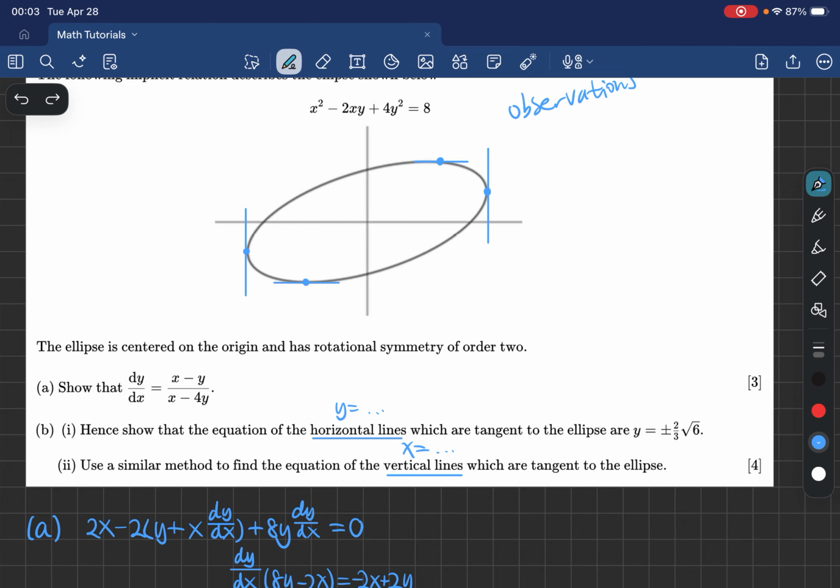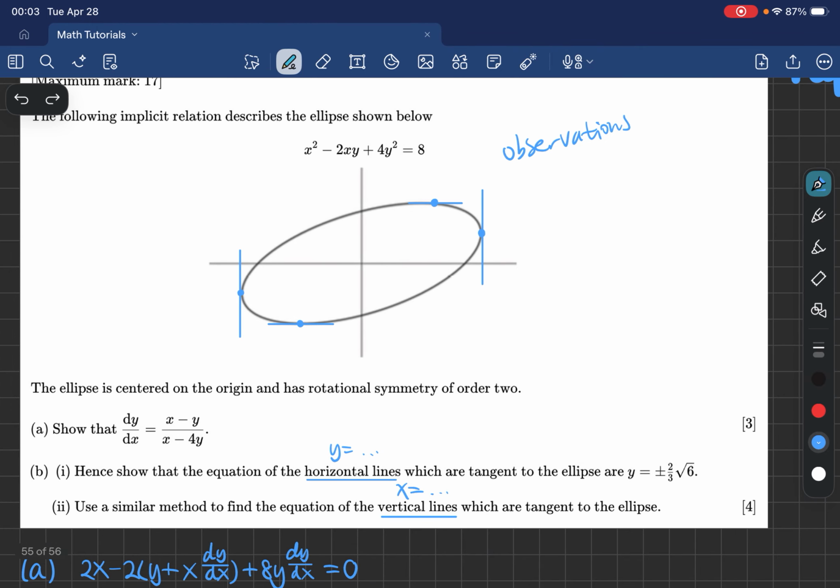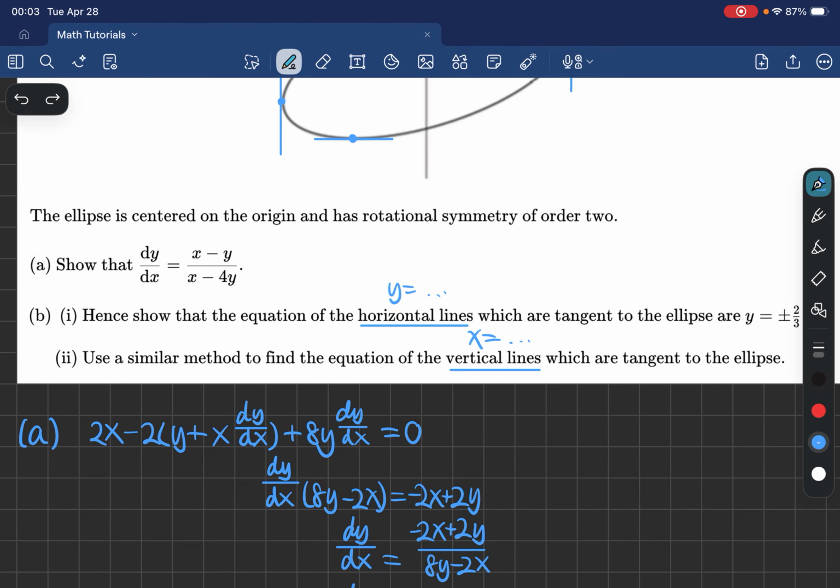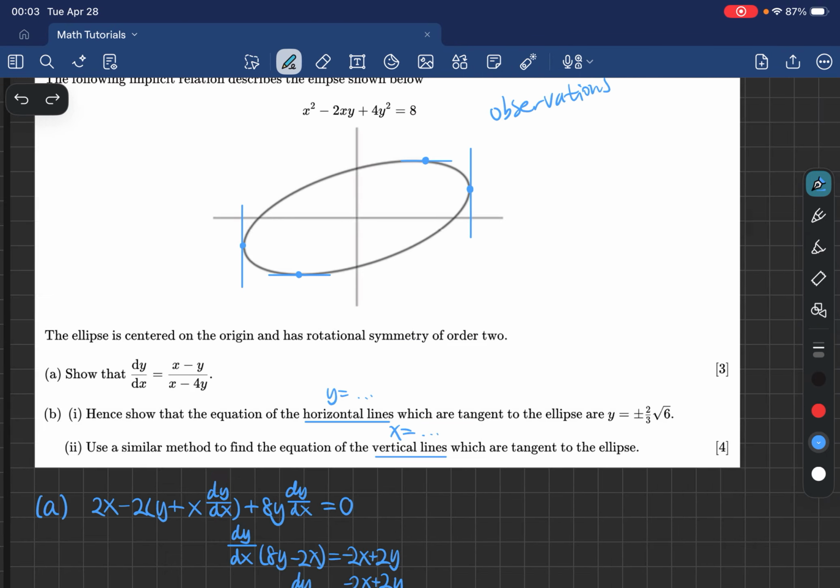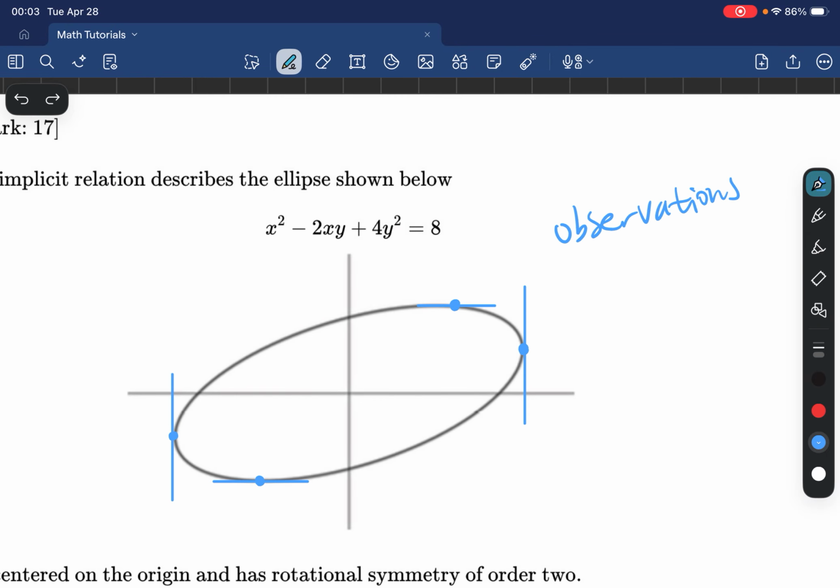Show that dy over dx equals (x minus y) over (x minus 4y). So now we don't use our calculator. We just do algebraic steps to show. And here, since x and y are both on one side, we need to do implicit differentiation. So by doing so, I have 2x for the first term and minus 2. So what I do is I write minus 2 and then parentheses and differentiate what's inside.